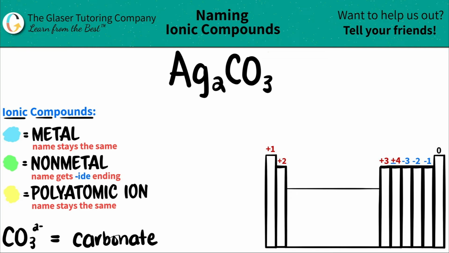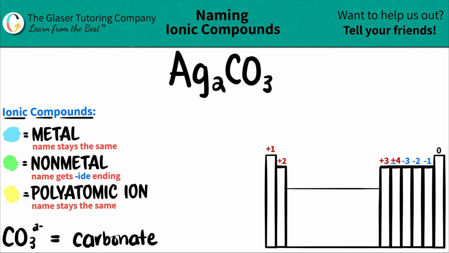Today, we are going to be naming the ionic compound Ag2CO3. Now here's a trick, guys. If you see that you have a compound with 3 or more different elements, you know you're dealing with at least one polyatomic ion. So it's best to identify the polyatomic ion and then work from there. In this case, we do have the 3 elements. We have Ag, which is silver, C, which is carbon, and O, which is oxygen.